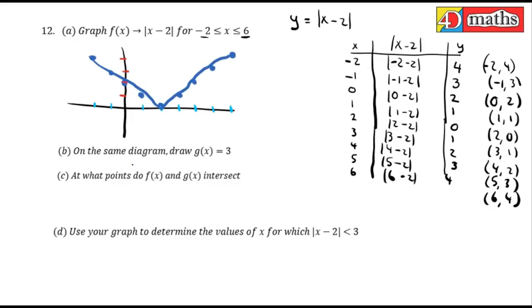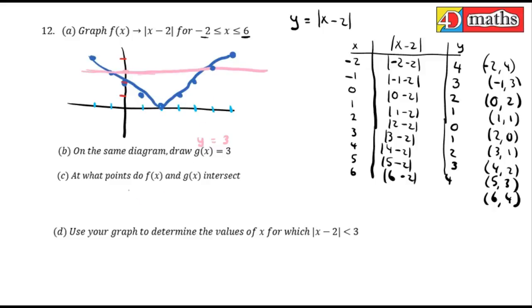Now on the same diagram, draw y equals 3. So what's y equal to 3? Well, there's 1, 2, 3. There's y equals 3. So this is what it looks like, straight across from there. That's what it should look like.